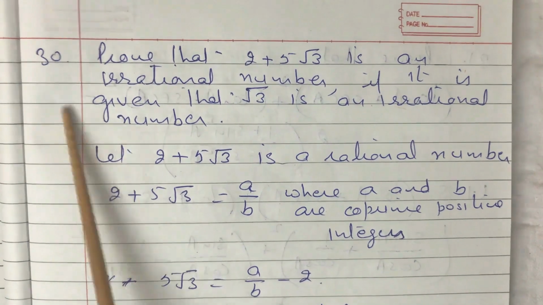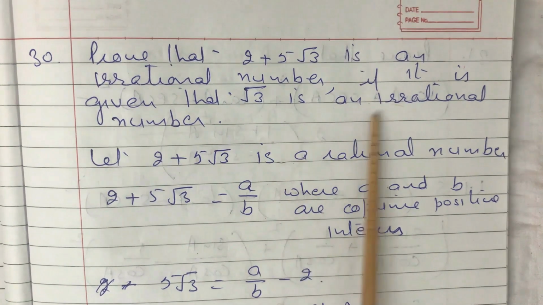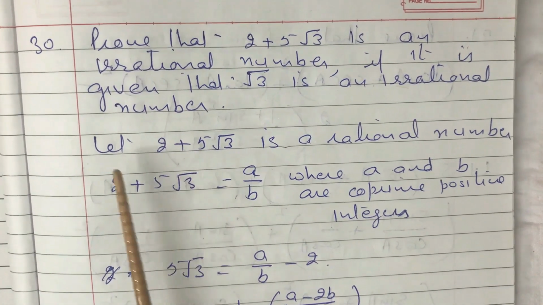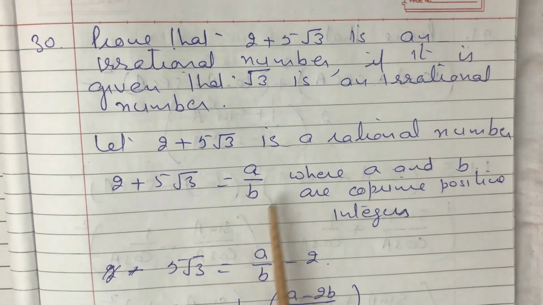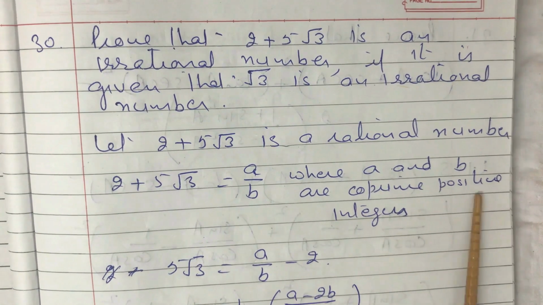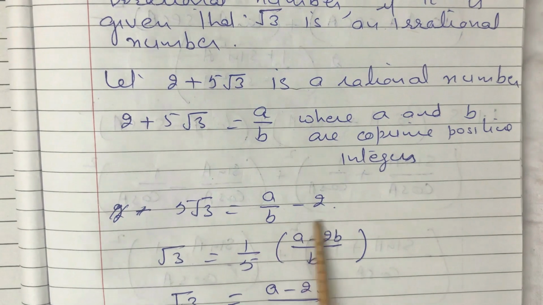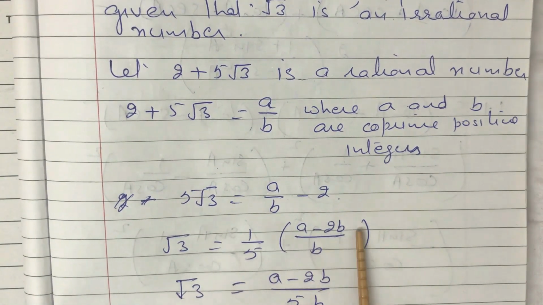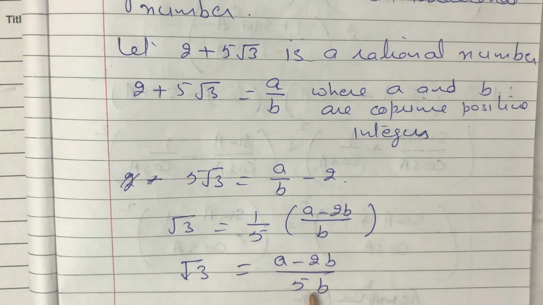Now the 30th question. Prove that 2 plus 5 root 3 is an irrational number if it is given that root 3 is an irrational number. Let 2 plus 5 root 3 be a rational number. Then it can be written as a by b, where a and b are co-prime positive integers. Now 5 root 3 is equal to a by b minus 2. So root 3 is equal to 1 by 5 into a minus 2b upon b. So root 3 is equal to a minus 2b upon 5b.